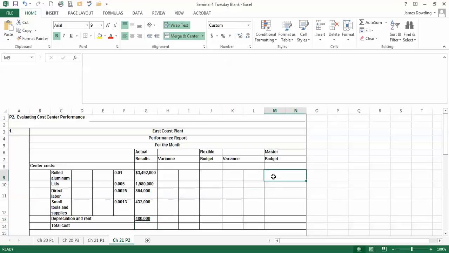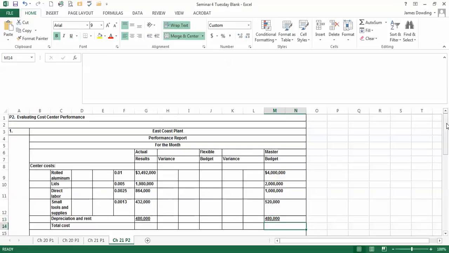So if we go to the master budget, it is 4 million. Our lids are 2 million. We see that our direct labor had a master budget of 1 million. Our small tools had 520,000. And again, our rent is going to be fixed at 480,000.